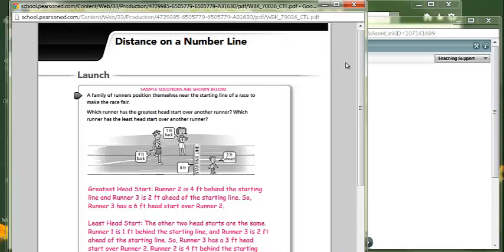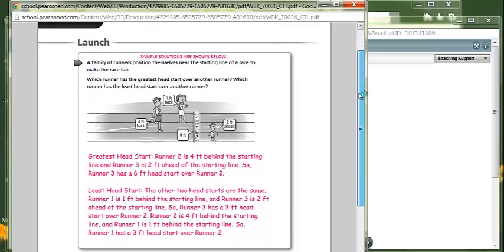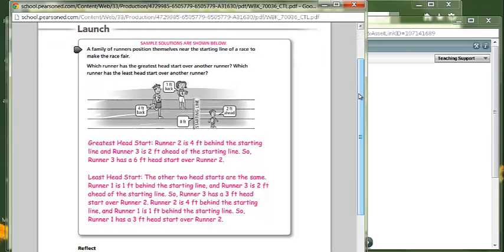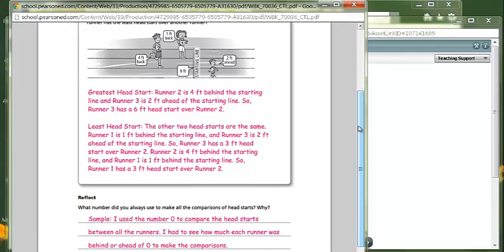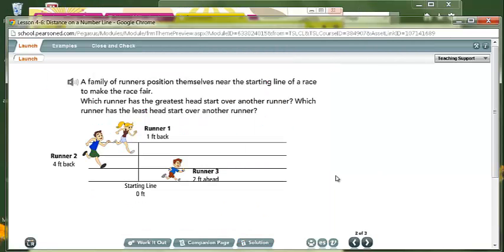Okay, welcome back. Now let's compare your answers to the answers that are on this answer key here. And let's compare the reflect. Again, remember the wording may be different that you chose, but is the same concept there. How did you determine who had the head start? Go ahead and pause as you compare your answers. Okay, so let's go to the next slide.